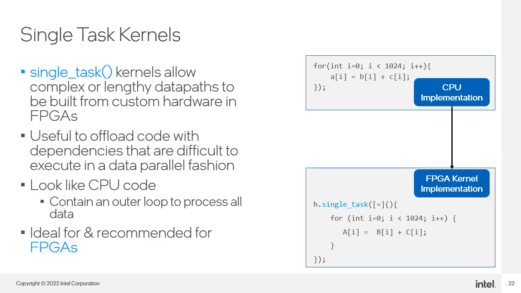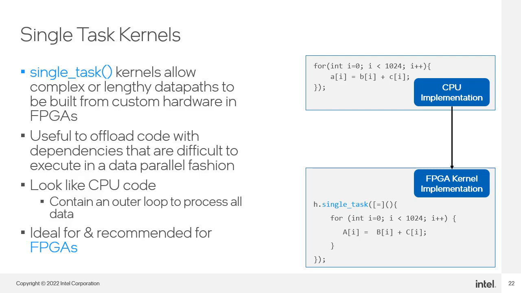The single_task kernels are those that are constructed with the single_task dispatch call. These kernels allow complex, lengthy data paths to be built from custom hardware in FPGAs. They are useful when we intend to offload code with dependencies that are difficult to execute in a data parallel fashion. Since FPGAs shine in algorithms that are in this manner, this becomes the ideal and recommended kernel for FPGAs.